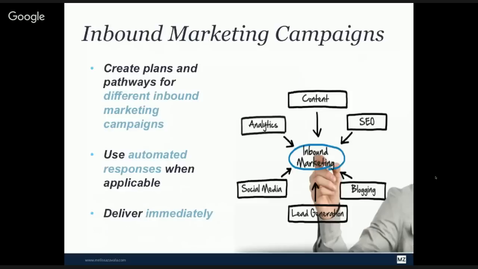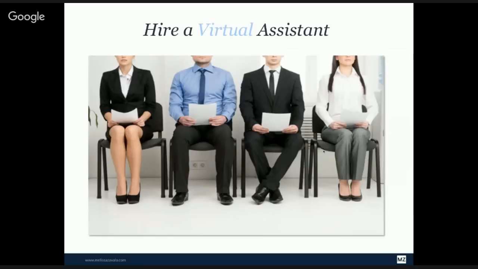Okay, so your inbound marketing campaigns, you've got to create plans and pathways for different inbound marketing campaigns. Like that chart I showed you that was orange at the beginning, all of these things are going to go into here, which is your inbound marketing, which is where you're going to convert everybody. Try to use automated responses when you can, and try to deliver anything you offer as soon as possible. And again, I said hire a virtual assistant.